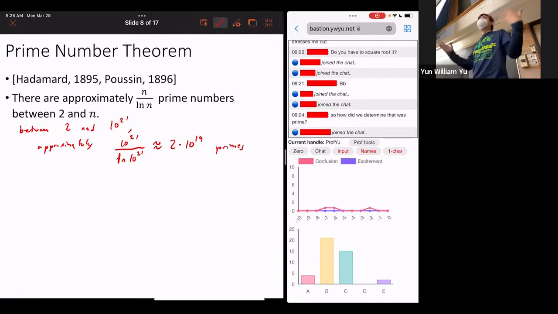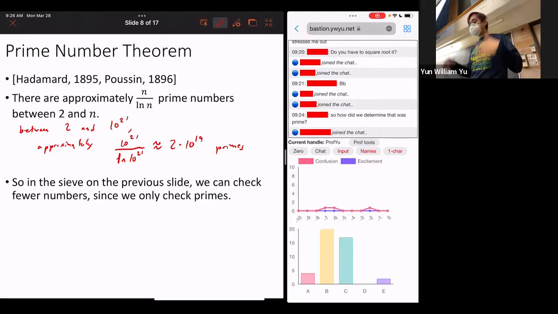Most numbers aren't prime, but when you have 10 to the 21 different possible numbers, it turns out that still a very large fraction are prime. You still have 2 times 10 to the 19 primes, which is like 20 sextillion primes. On the previous slide, we could check fewer numbers since we only check primes, but that's still 2 times 10 to the 19 primes to check.